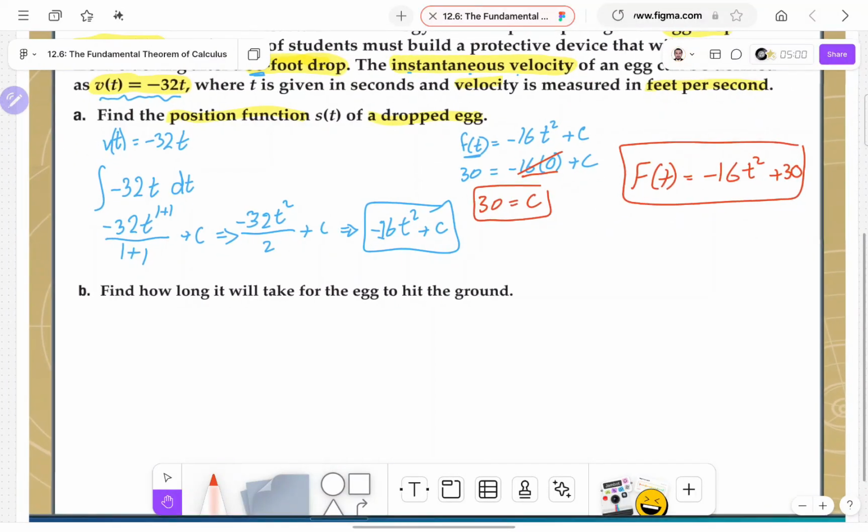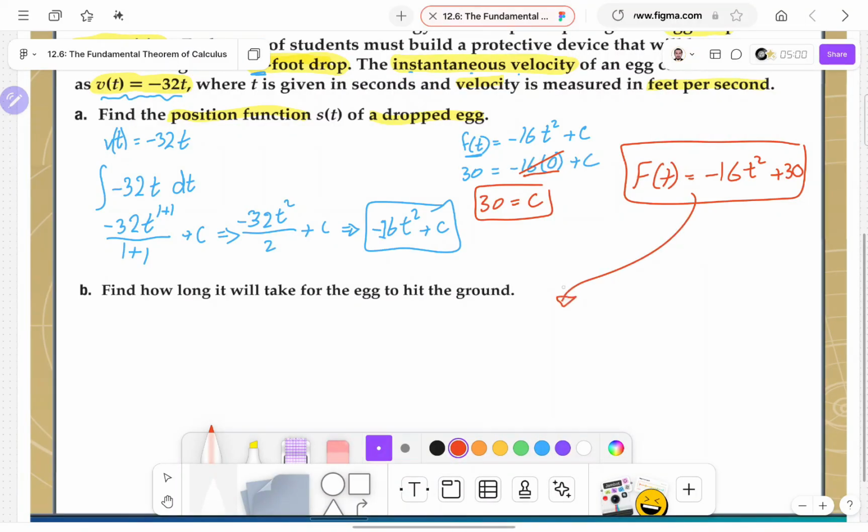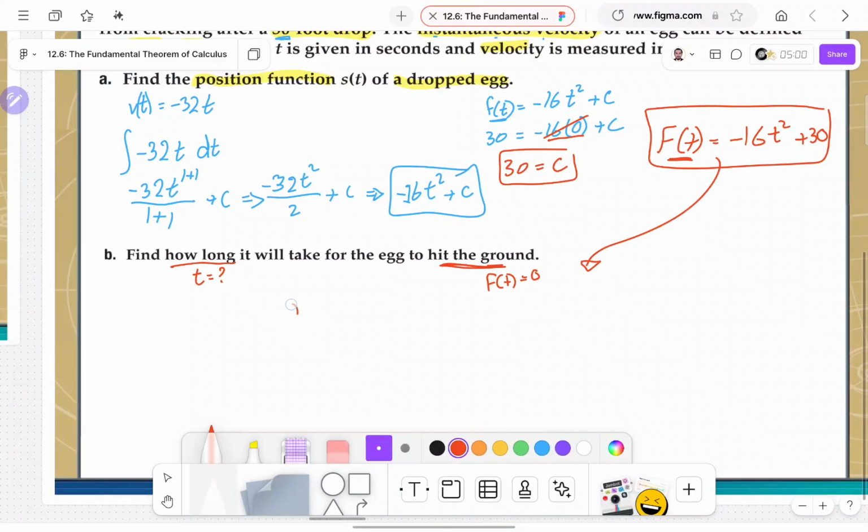Now let's find the other one: how long it will take for the egg to hit the ground. To find that, I will take this equation and I need to find t. The question is how long, so I need to find t. Hitting the ground means the height f of t is equal to 0. So what should I do? 0 equals negative 16t squared plus 30.